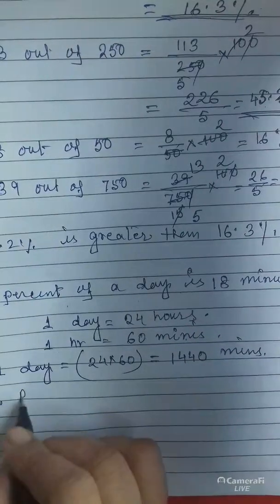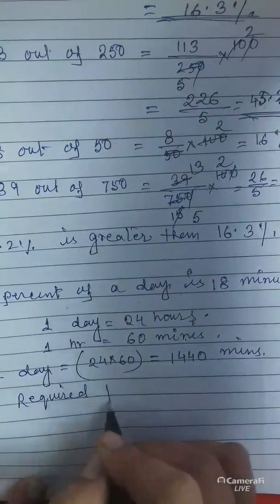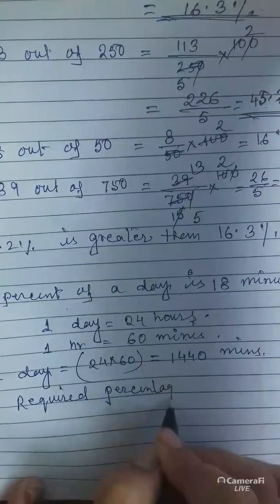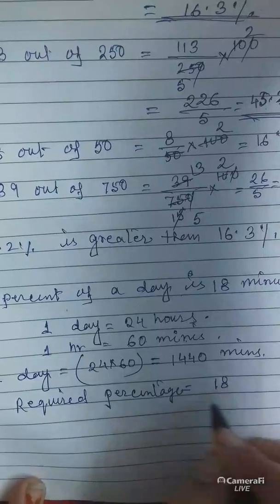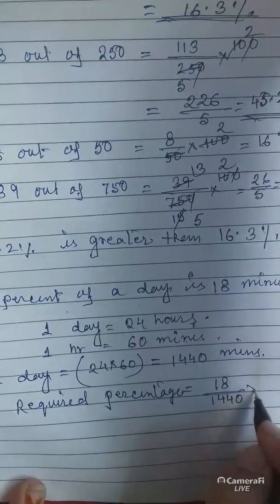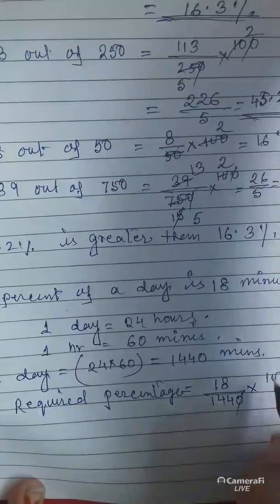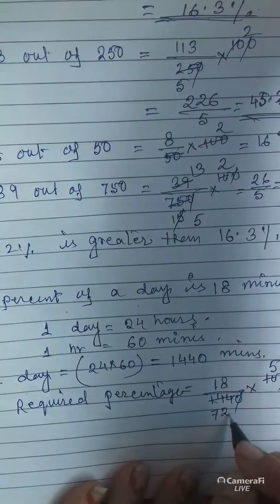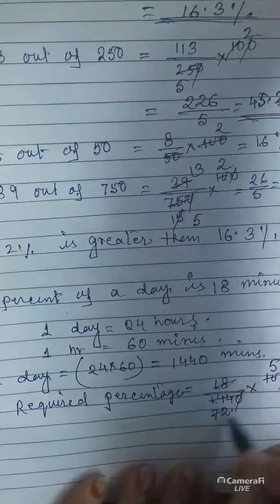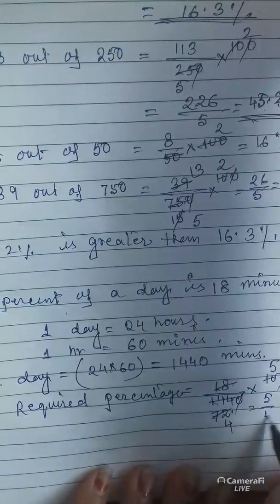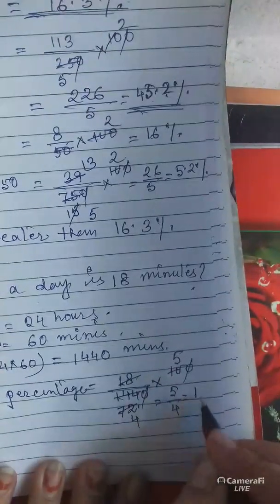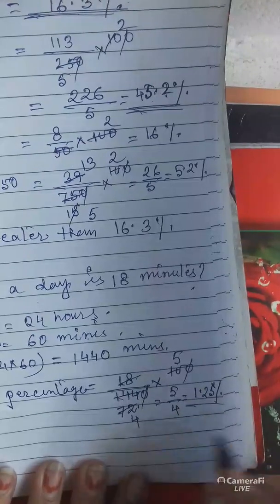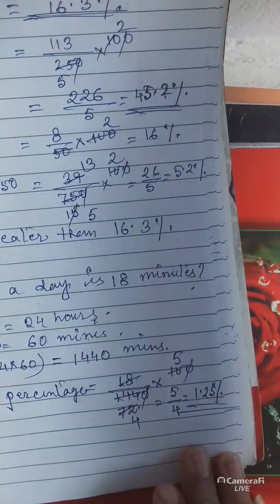So what percent of a day is 18 minutes? Then required percentage equal to 18 by 1440 into 100. 18 4s are 72, 5 by 4 means 1.25%. 1.25% is the required answer. Question number 5 done. Now question number 6.